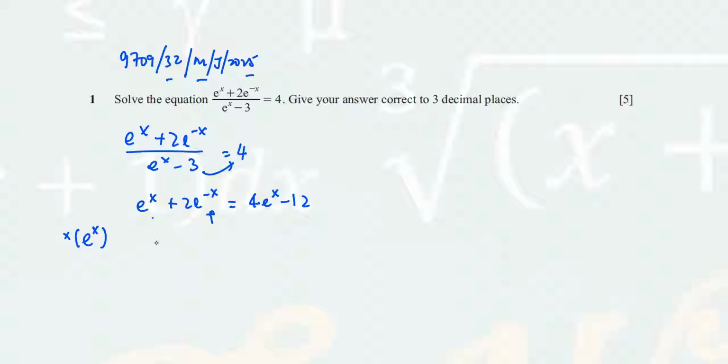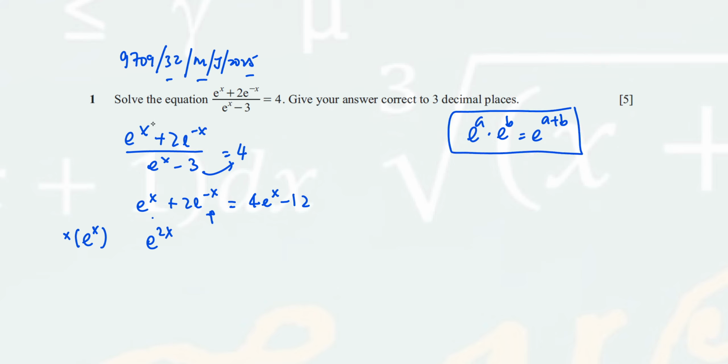Then e^x times e^x, for the first term, it will be e^(2x). Right, because we have a formula, e^a times e^b is e^(a+b). Therefore, e^x times e^x is e^(x+x), which is e^(2x). And same goes to the second term, e^(-x) times e^x, that is e^0. e^0 will be 1. Therefore, I will be getting 2 for the second term. And the right side, first term, it will be e^(2x), and this is 12e^x.